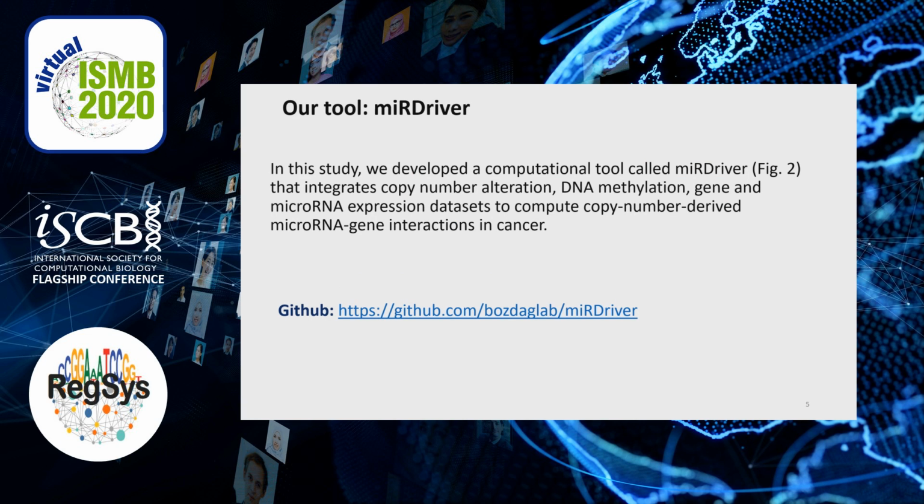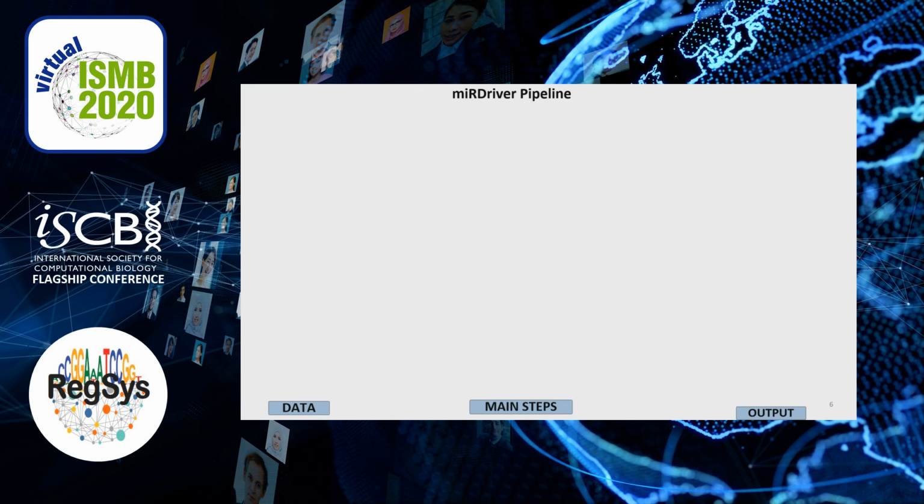With this hypothesis, in this study, we developed a computational tool called miRDriver that integrates copy number alteration data, DNA methylation, gene and microRNA expression datasets to compute copy number derived microRNA gene interactions in cancer. Our pipeline has 4 steps.